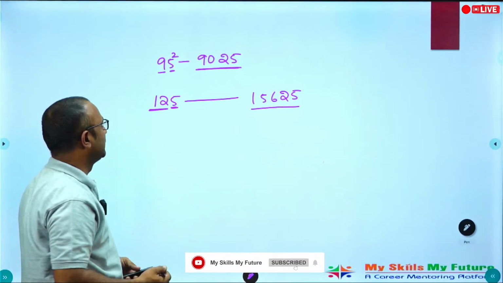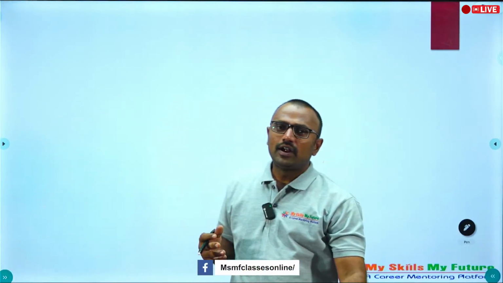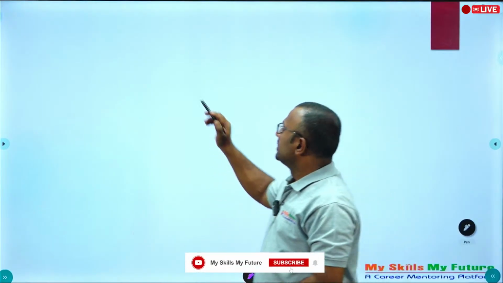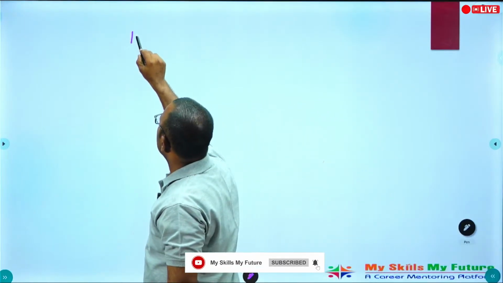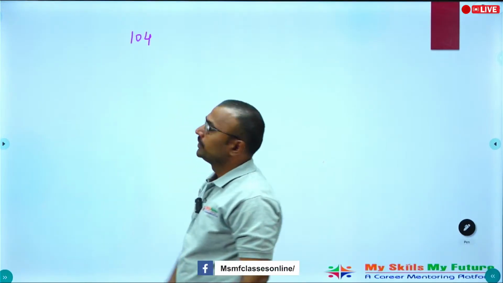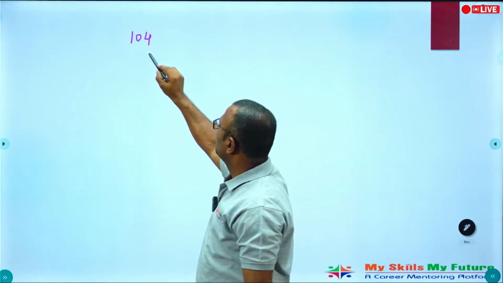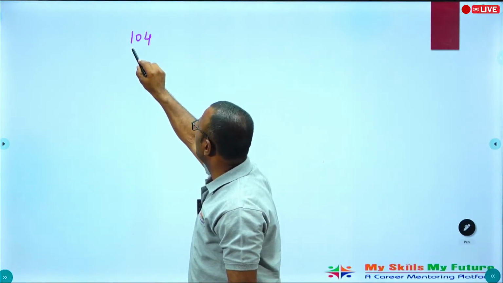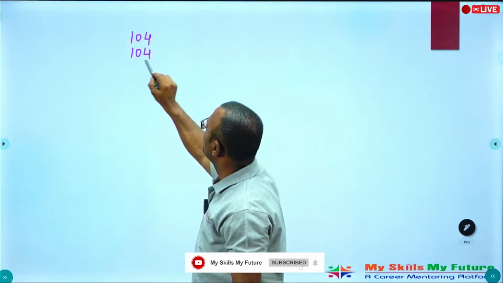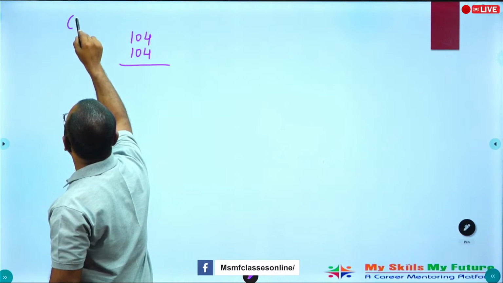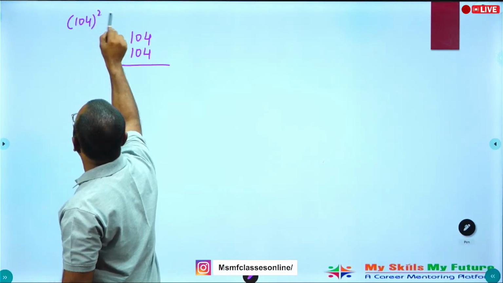Is one more example required? No, right. Next I will give a shortcut technique to find the square of numbers having 0 in between two numbers. Suppose this is the number 104. What is the square of 104? Write the number as it is, 104 two times. We have to find the square of 104, not 4 square.